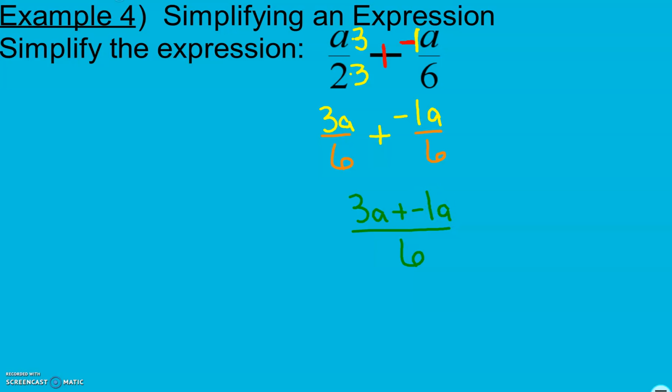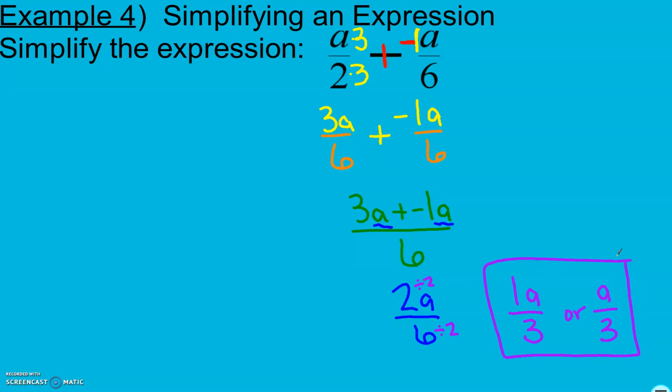Since they're both a terms here, they're like terms and I can combine them. So 3 minus 1 gives me 2a, and that's still over 6. And then we always want to reduce if we can. So I can take a 2 out of each of these, which gives me just 1a over 3. We don't need the 1 there. If you want to just put a over 3, you sure can. And that's all I have for section 5.3.